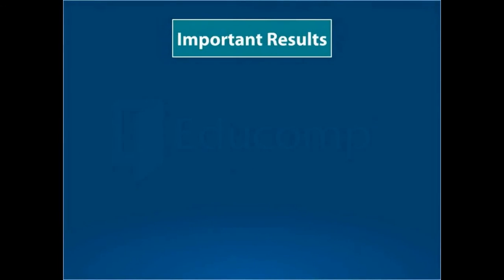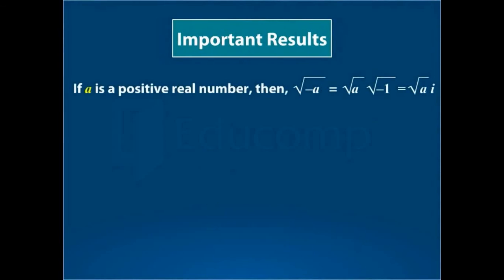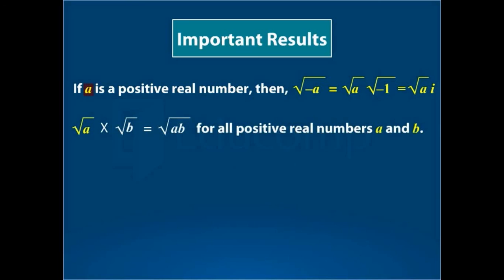Following are some important results. If a is a positive real number, then square root of minus a is equal to square root a into square root of minus 1. This is equal to square root of a i. Also, we know that square root a into square root b is equal to square root ab for all positive real numbers a and b.